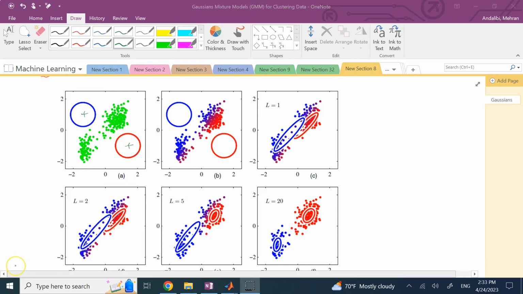So now I start what? I start updating. So first I calculate my likelihood function using this data, and let's say it gives me some number.